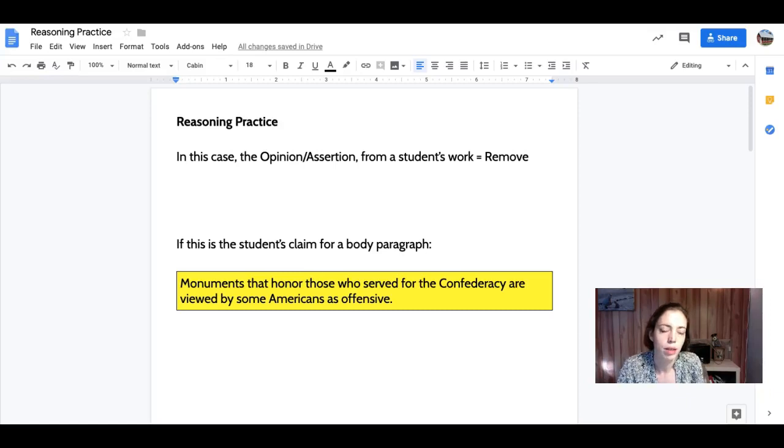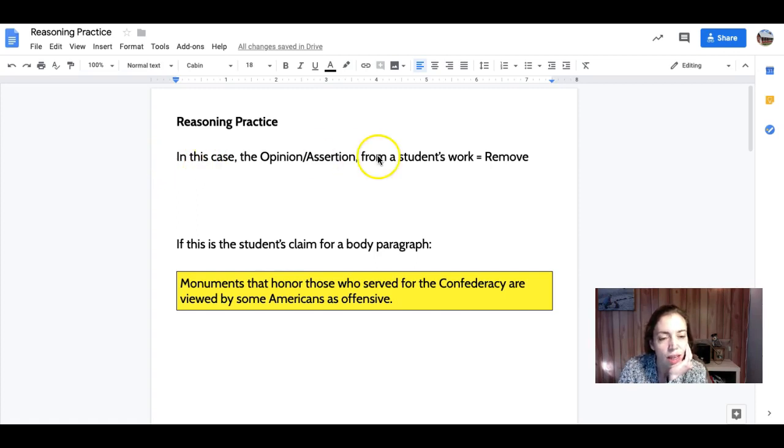Reasoning is something that a lot of students struggle with, and this is something that I think a lot of students on this essay are hoping to capture those points for reasoning and analysis. So we're going to practice a little bit using an example from a student's paper who I was working with in class the other day.